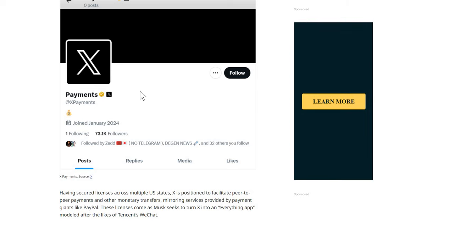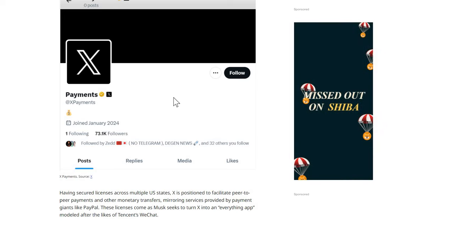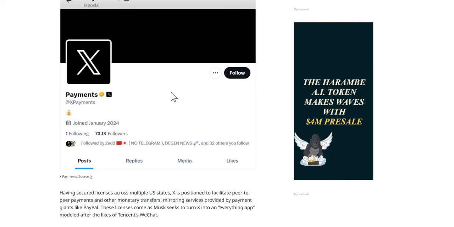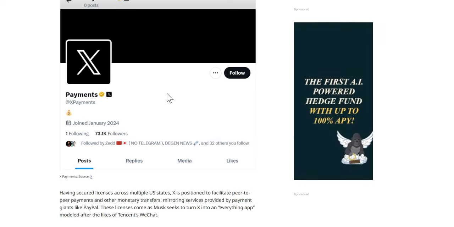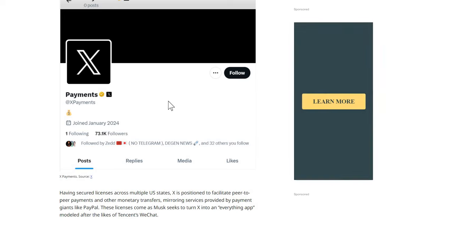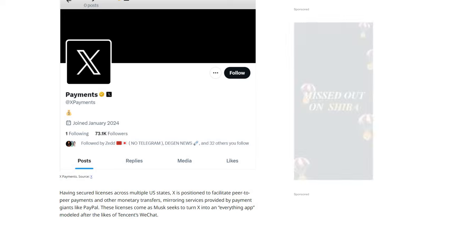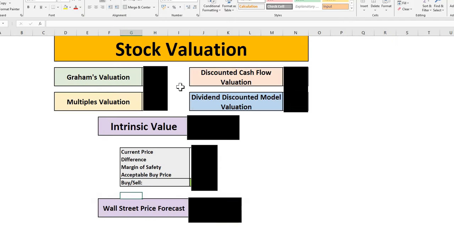Some people believe it will be a separate payment. So it is interesting to note how they do move into this industry and whether or not it will rival PayPal, or in fact it is something that will go hand in hand with PayPal themselves. Now let's jump into the valuation model.